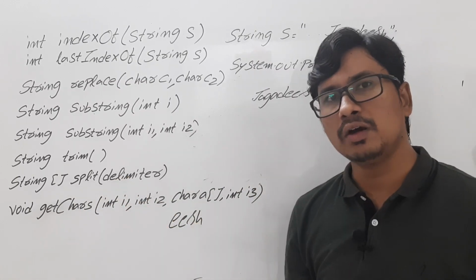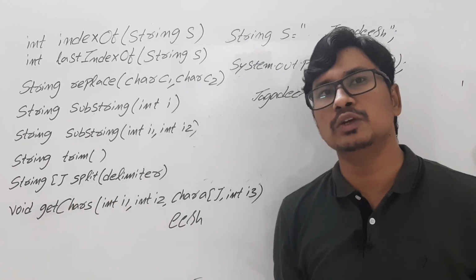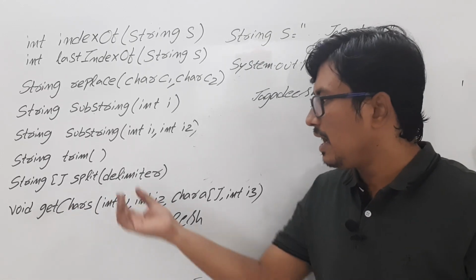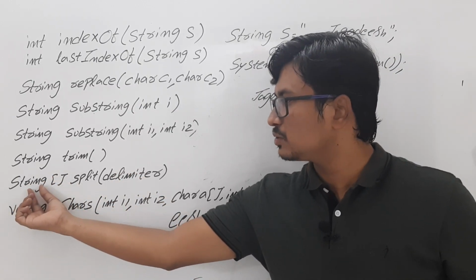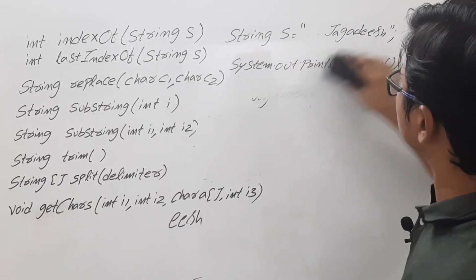It will take one argument, which is a delimiter. The name itself is saying split. You are splitting the string into substrings. Am I right? And each substring is stored in a string array. Is it clear? So that is why it is written as a string array. Now let me discuss it for you.